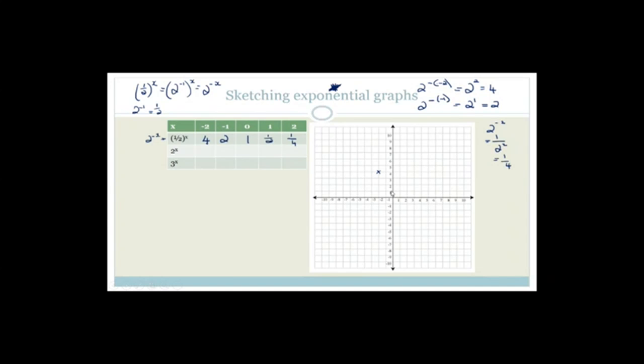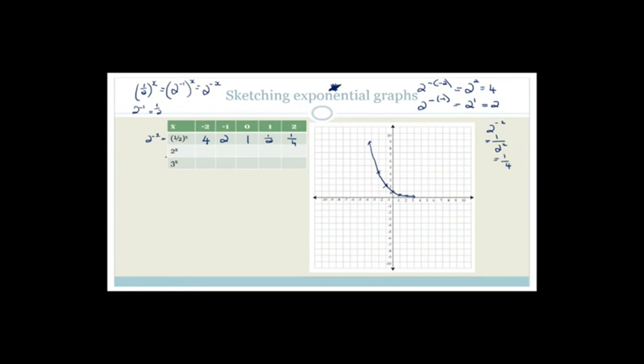Okay, when x is minus 1, y is, oh, now it's changed. Hang on, there we go. If x is minus 1, y is 2. If x is naught, y is 1. If x is 1, y is a half. And when x is 2, y is a quarter. Whee, it's very small. Okay, so this graph goes like that.